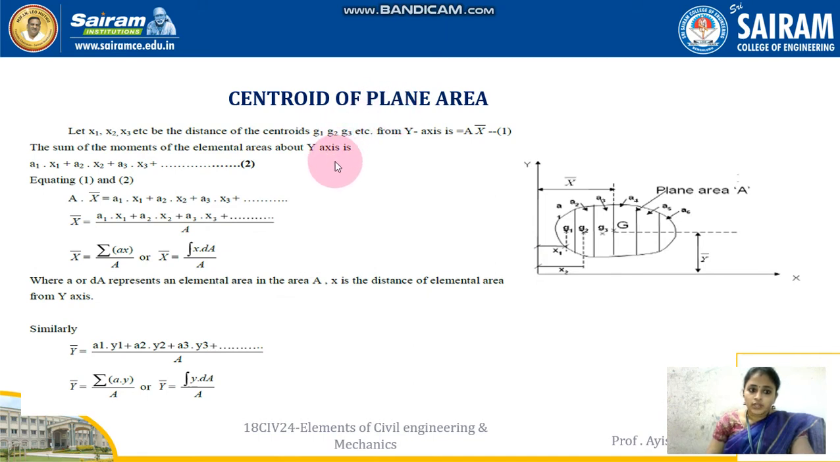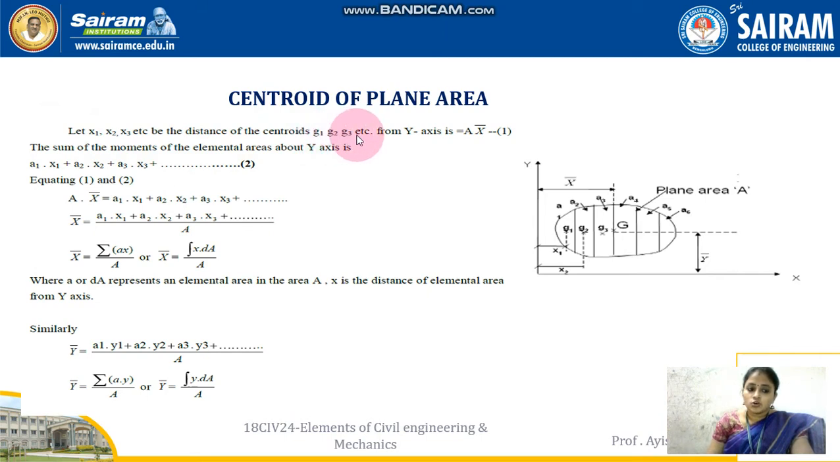We know that x1, x2, x3 are the distances of the centroids. Individually, if you take the first part, the center of gravity is G1. The distance parallel to x is taken as x1, and the distance parallel to the y axis is taken as y1. Likewise you will have x2, x3, x4, x5, x6, and the corresponding y1, y2, y3, y4, y5 and y6. So let x1, x2, x3 etc. be the distances of the centroids G1, G2, G3 etc.